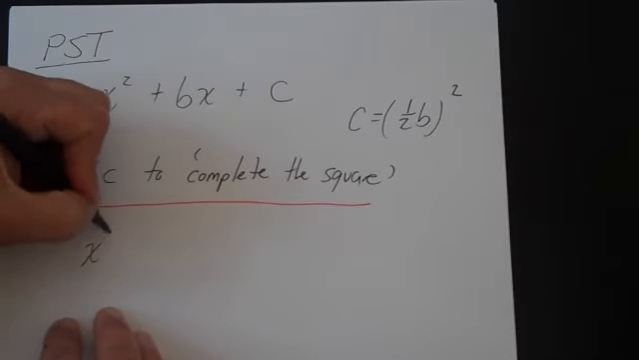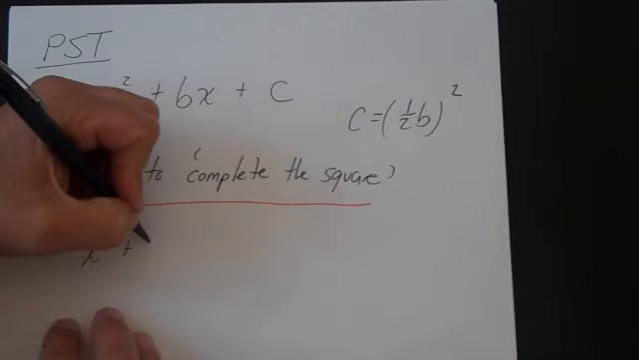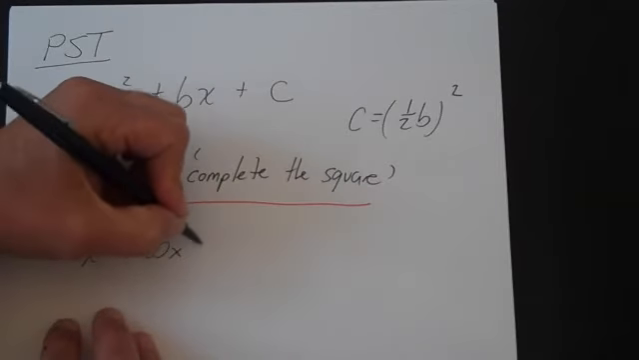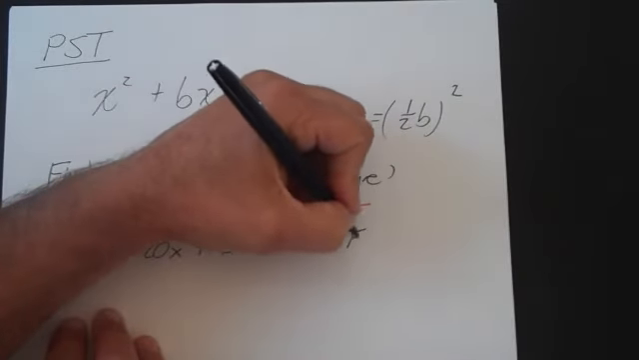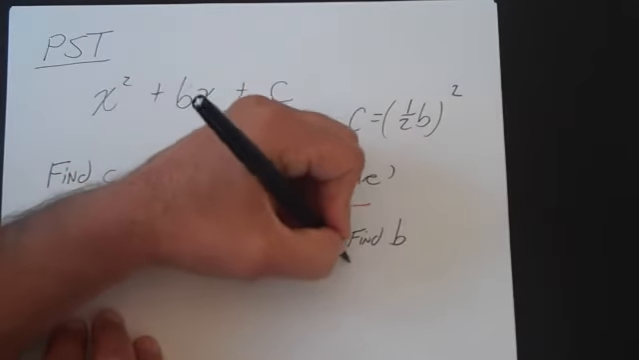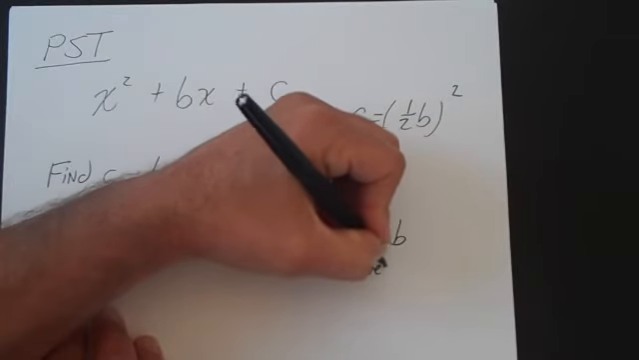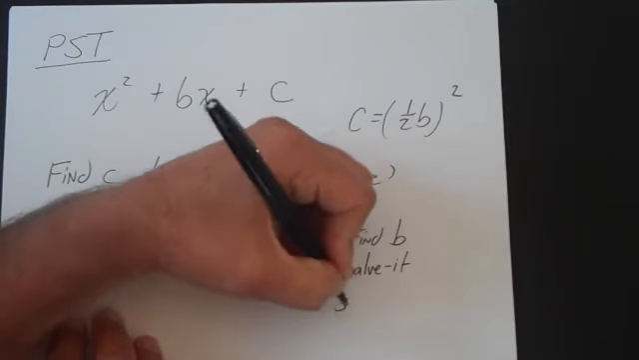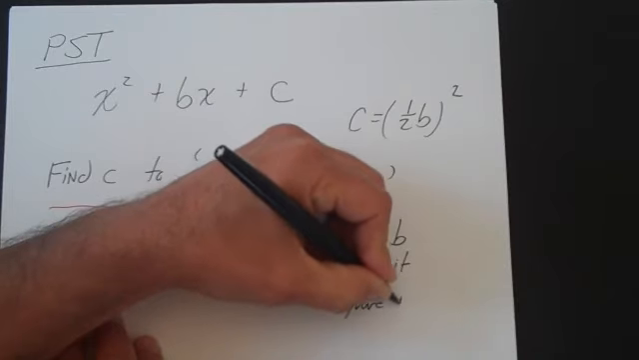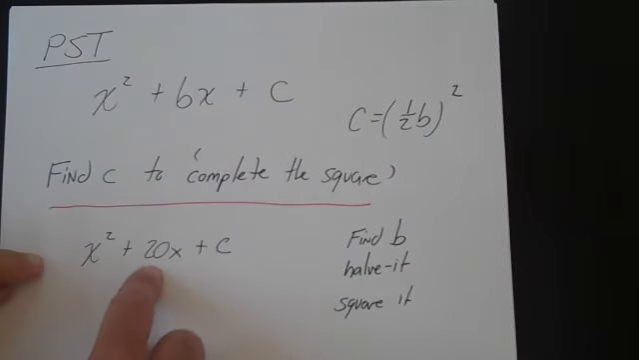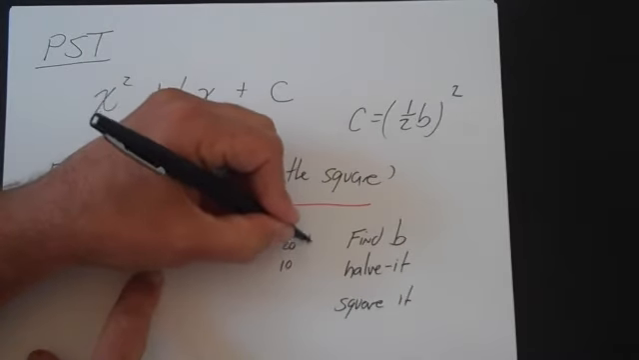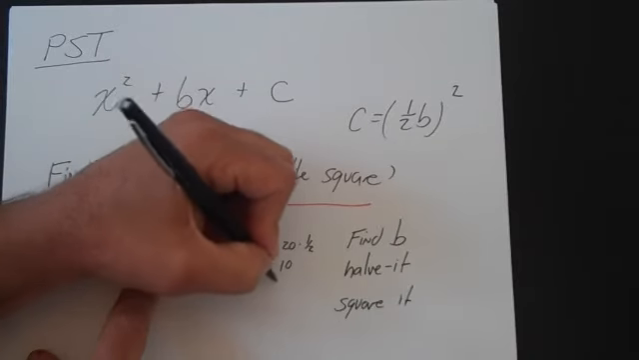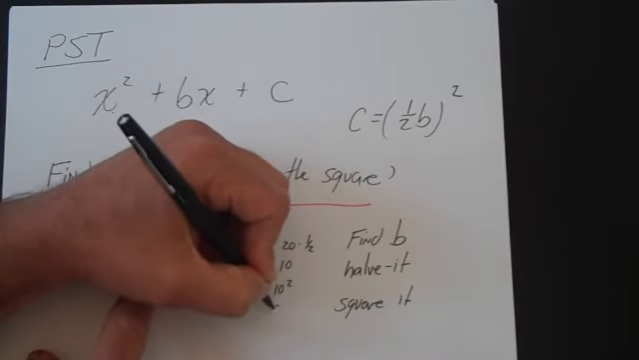So let's do an example. X squared plus, let's do 20x plus c. Well, here are the steps. First, find b, half it, and then square it. So what's b here? b here is 20. Let's take half of 20. Half of 20 is 10. So you take 20 times 1/2, which is equal to 10. And then 10 squared is equal to 100.